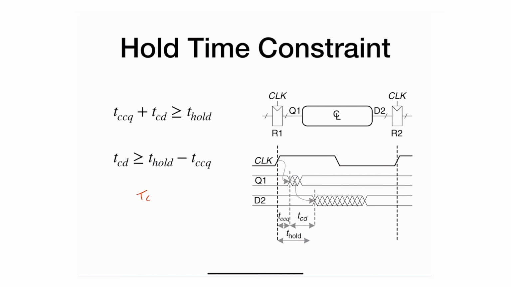In summary, you're going to see that setup time is telling me that the combinational logic has to be fast, and the hold time is telling me it shouldn't be too fast. So you have to have that range. It's a very specific range. However, generally speaking, the TCCQ and the T hold are set up in such a way that the hold time is very difficult to violate.